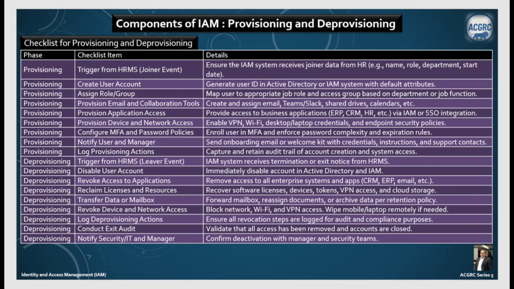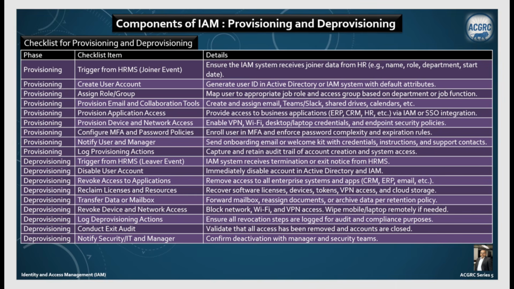Then it enables VPN, Wi-Fi, desktop and laptop credentials, and endpoint security policies. Then it enrolls users in MFA and enforces password complexity and expiration rules. Then it sends an onboarding email or welcome kit with credentials, instructions, and support contacts, and captures and retains audit trails of account creation and system access. Does it sound familiar? Something you experienced when you joined the organization? So that's provisioning. Now let's look at deprovisioning.